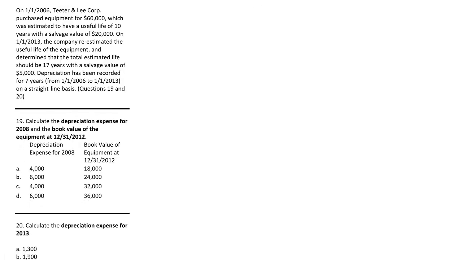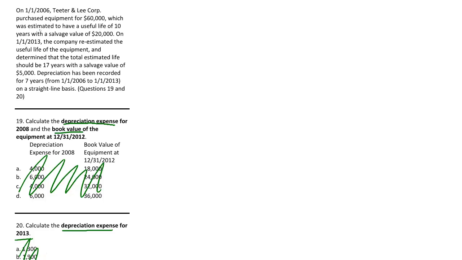Okay, another adjustment that we have here for questions 19 and 20: we want to find the depreciation expense and the book value for the equipment at the end of the year, and the depreciation expense for the upcoming year. So, again, just ignore these for right now. We don't need them.